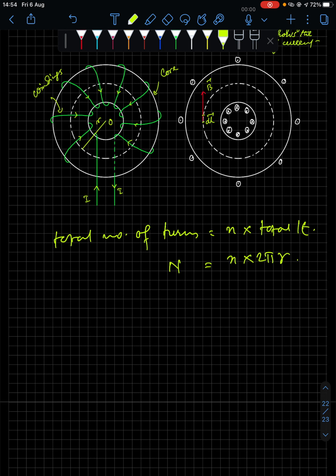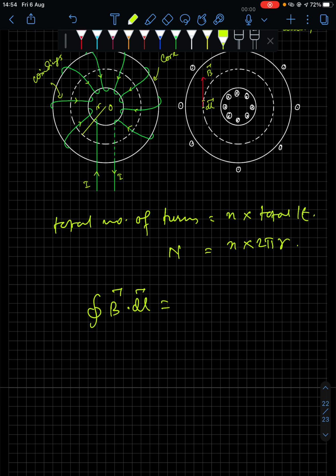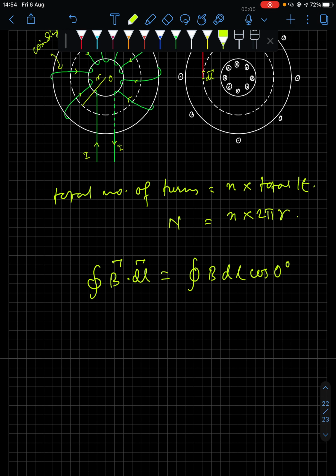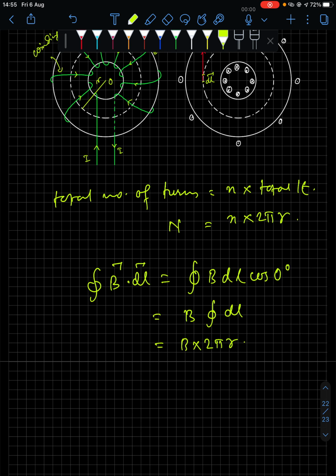Now applying Ampere's circuital law, the integral of B dot dl equals the integral of B dl cos 0 degrees, because the angle between the dl vector and the B vector is 0 degrees. So you can write this as B times the integral of dl. The total length is 2 pi r, so B into 2 pi r, the perimeter or circumference of the toroid.